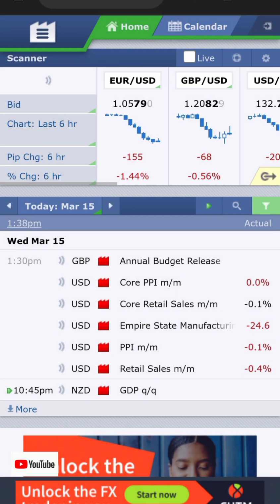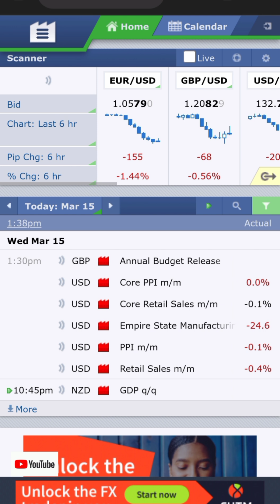Wow. Nobody told me, man. There was a high impact news on those two pairs I traded, GBP and USD, a CPI news, which totally went against the trade, which totally went against the analysis.